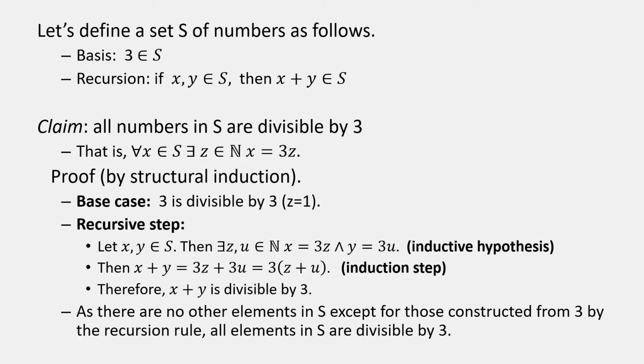So here is an example. Let's define a set of numbers like this. We start with putting 3 in the set, that's our basis, and every time we have two numbers in our set, their sum is also in the set. So what kind of numbers are we going to get? At the beginning we have just 3, so x and y would be 3, we take their sum, we get 6. Now we have 3 and 6 in the set, so we could get 9 two different ways, and we could get 12. So now we have 3, 6, 9, and 12, and we can keep going with those.